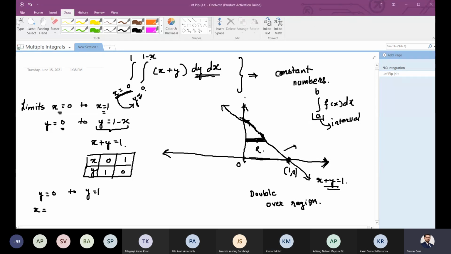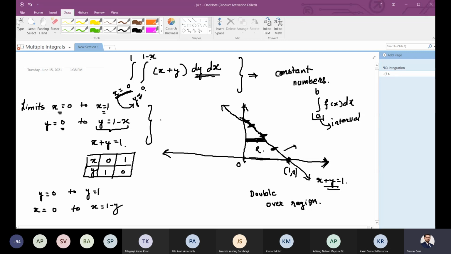If you look at this point, the value of x is going to be something different. At this point, the value of x is going to be something different. At this point, the value of x is going to be something different. So what will be that value of x? 1 minus y. x is 0 to 1 minus y.